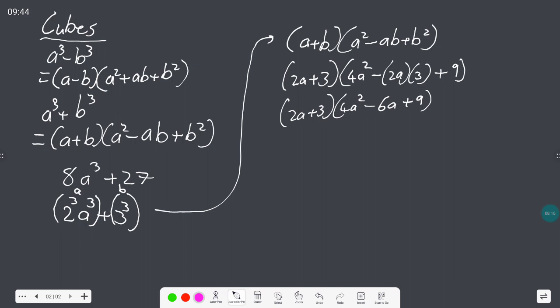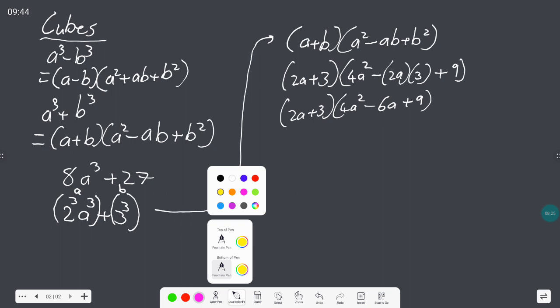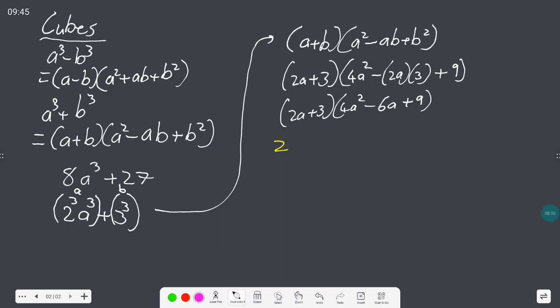Let's do another one. Let's change the color to yellow. Let's say I've got 27a cubed. The first one was positive, so let's do a negative, minus 1. In reality, what's standing there? 27 is the same as saying 3 cubed. a cubed minus 1 cubed. 1 times 1 times 1 is 1. So that's what's standing there.